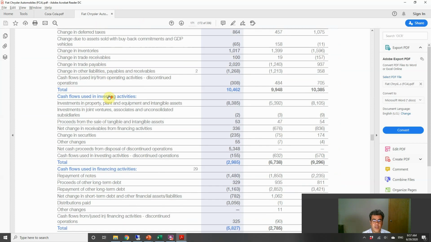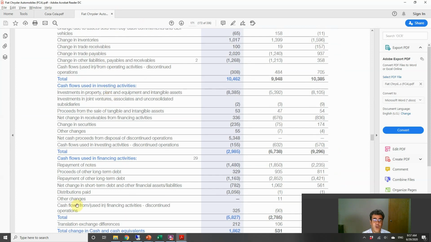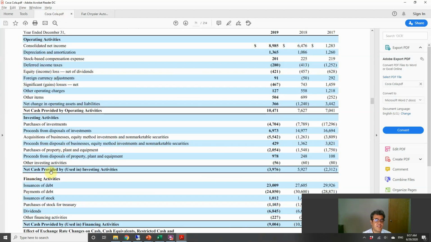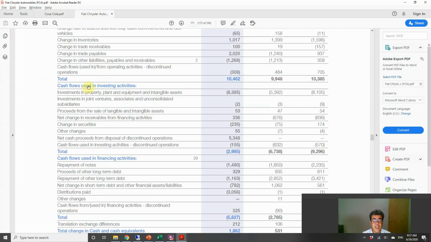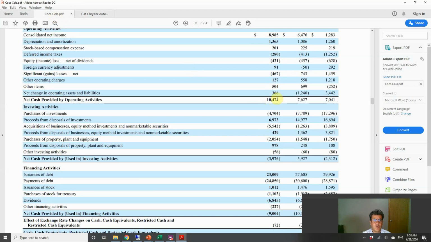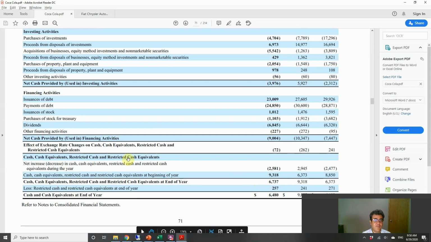IFRS, they call it cash from financing when we have the positive numbers. When the total is negative, net cash used in investing activities. The same as international accounting, use it. And when we combine operating activities, investing activities, and financing activities, we have the net increase here. In here, we have the net decrease.